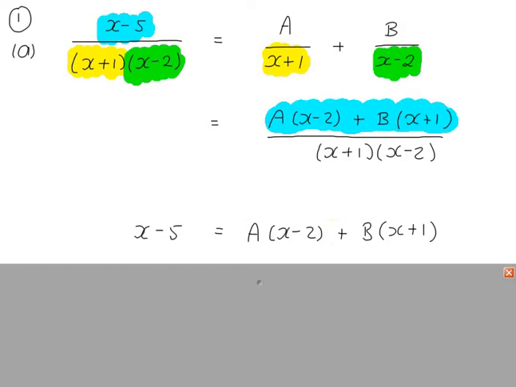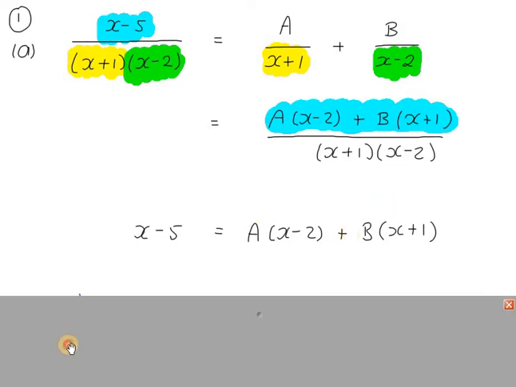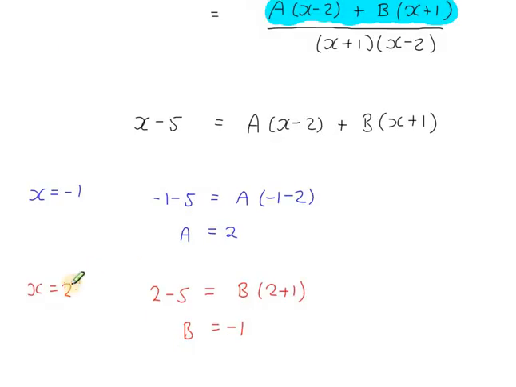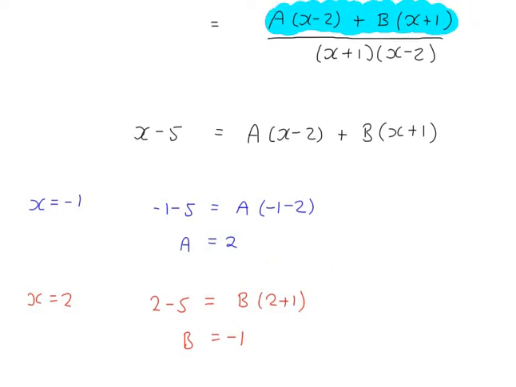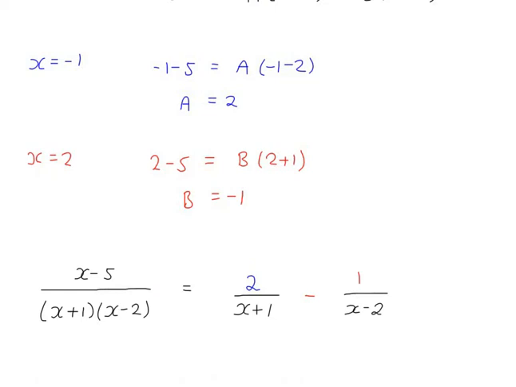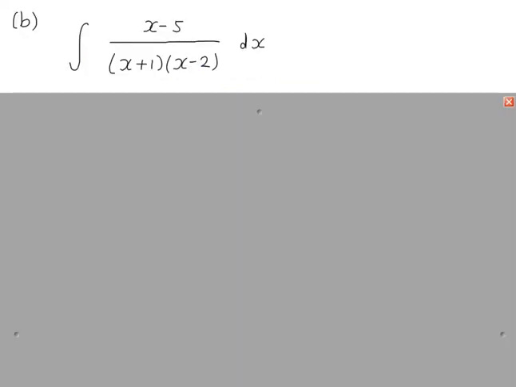Equating the numerators, and then by substituting values in for x we can work out the values of a and b. When x equals minus 1, a is equal to 2, and when x equals 2, b is equal to minus 1. So we substitute these two back into the a and b here, and we get these partial fractions.